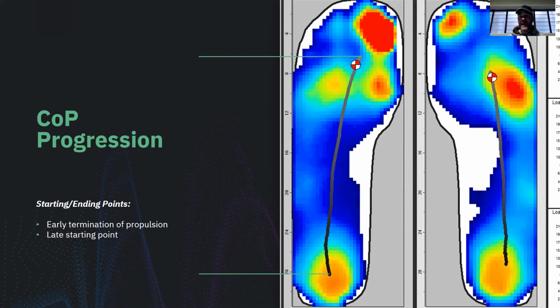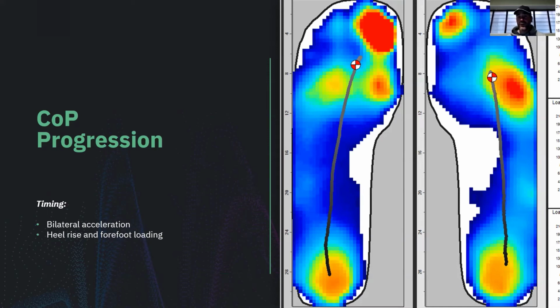The starting and ending point. Looking at the starting and the ending point represented here in the picture, indicated by the green line, can provide coaches powerful information about propulsion, about early termination of propulsion and a late starting point, both ipsilateral and contralateral.